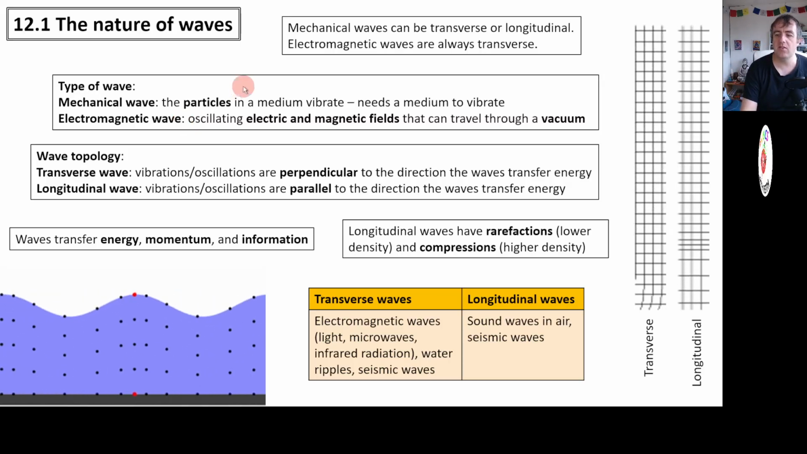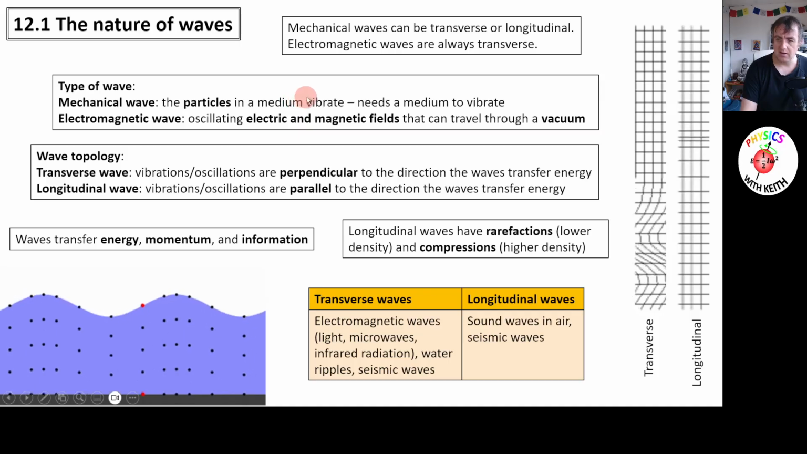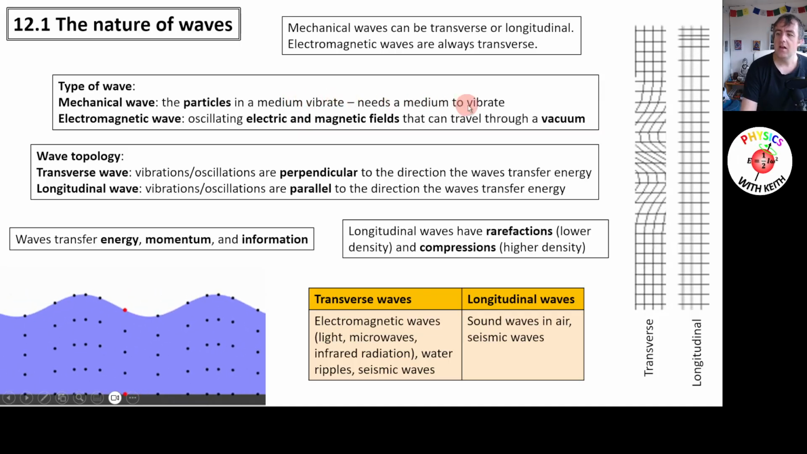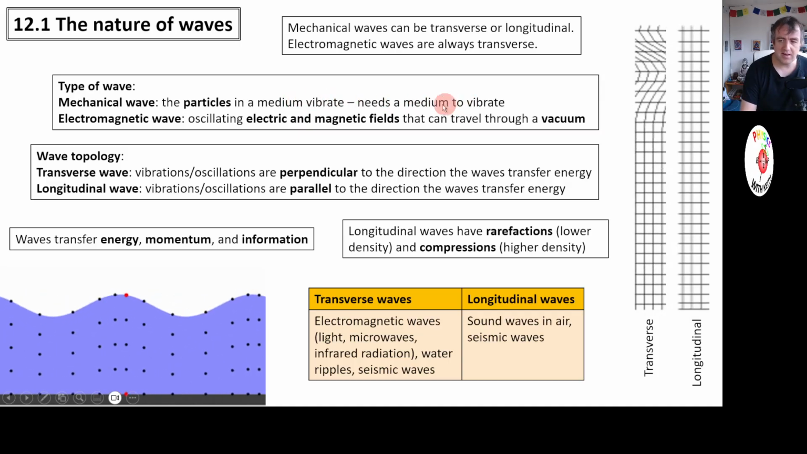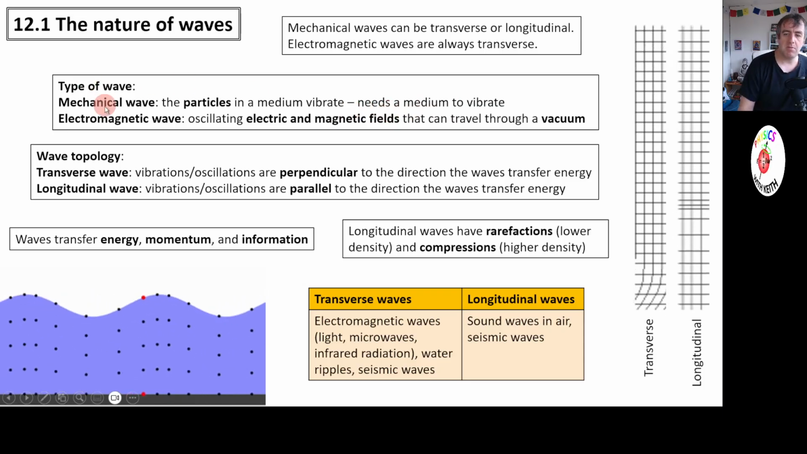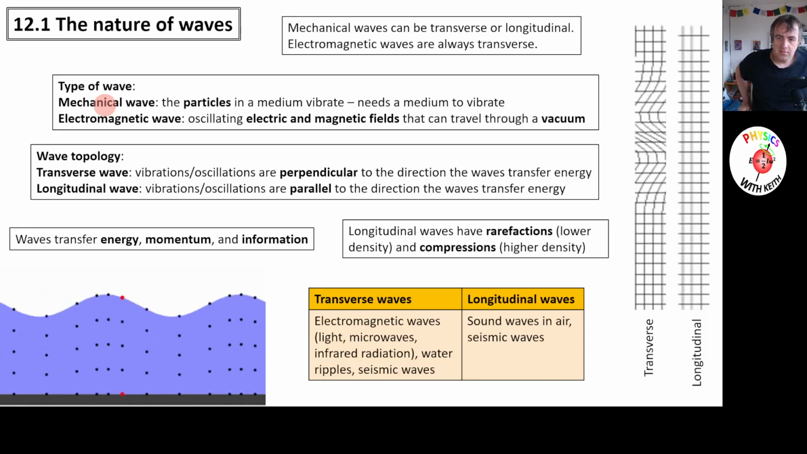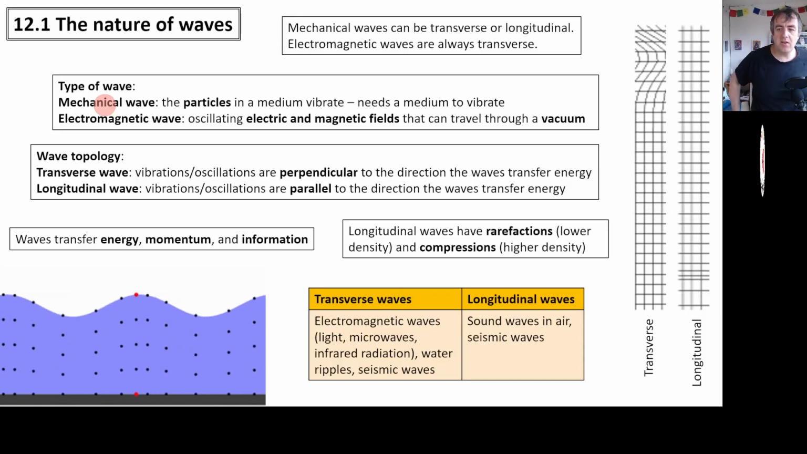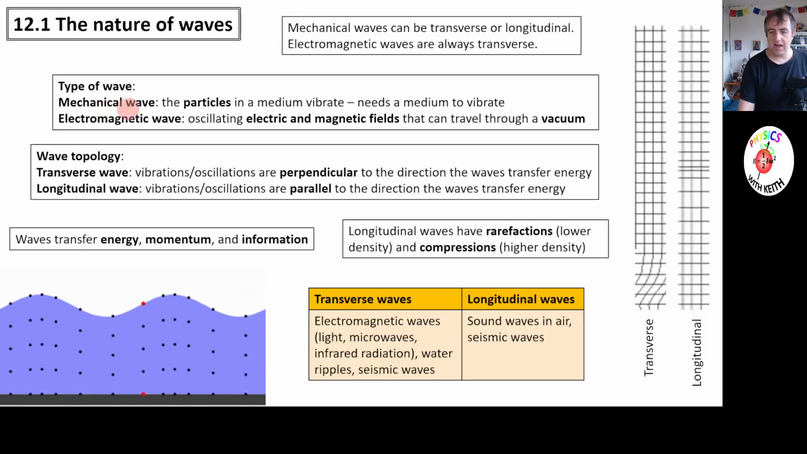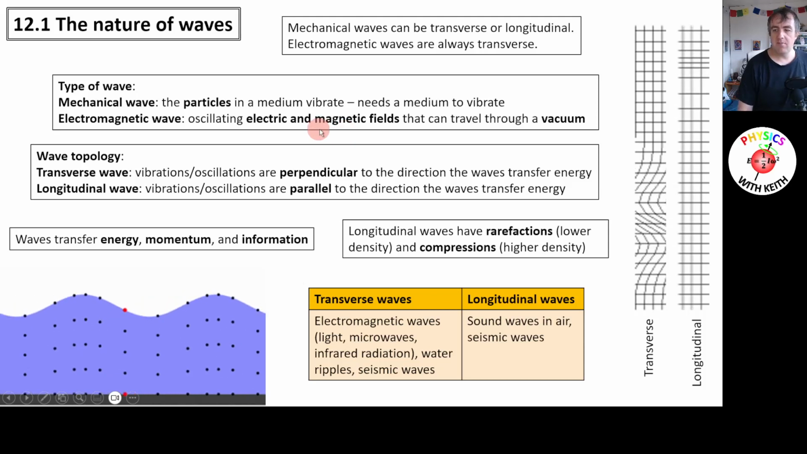So mechanical waves is matter oscillating, particles vibrating. You've got to have matter for there to be mechanical waves. You can't have mechanical waves transmitting energy through a vacuum. Electromagnetic waves, on the other hand, they can travel through a vacuum, and they are just electric and magnetic fields.